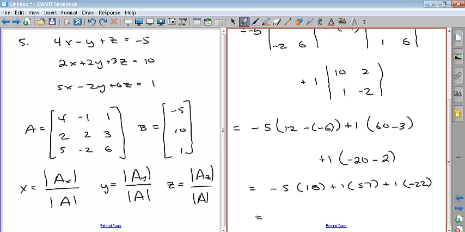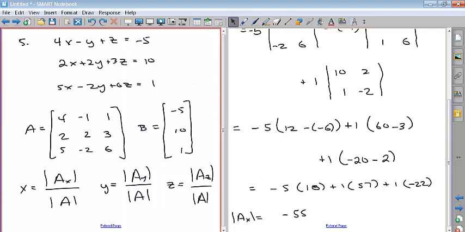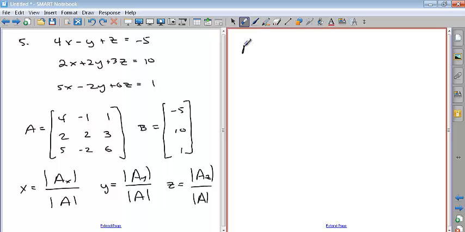And now we do the math. Negative 5 times 18 plus 57 minus 22. And I get negative 55, which is good because most of these solutions are probably whole numbers. So that is the determinant of this A sub x thing. Okay, now we're going to do A sub y now. So again, we're going to take the original matrix, but we're going to substitute the B column matrix for the second column of the A.